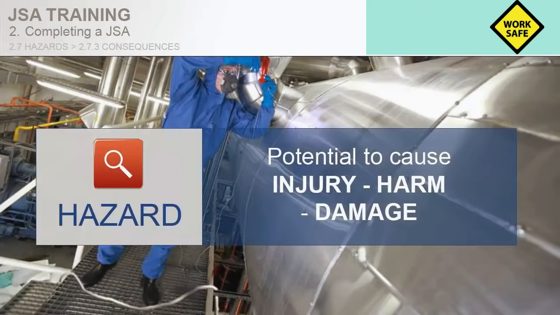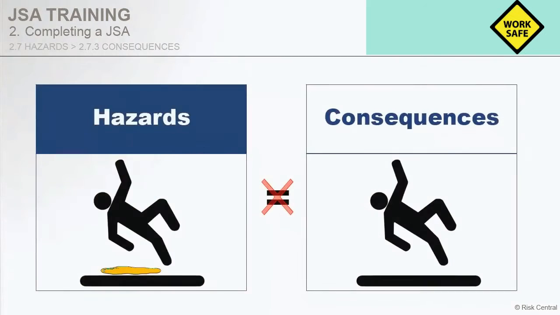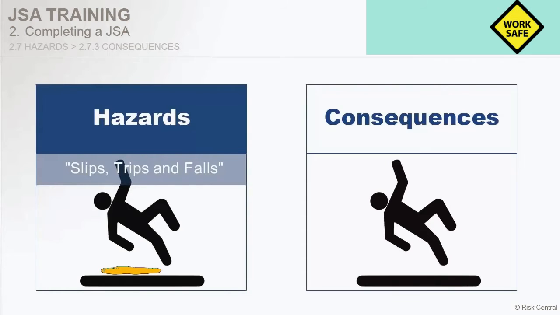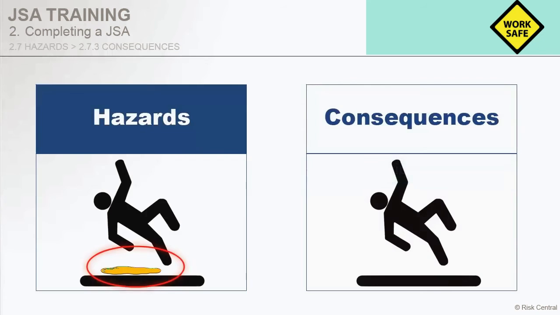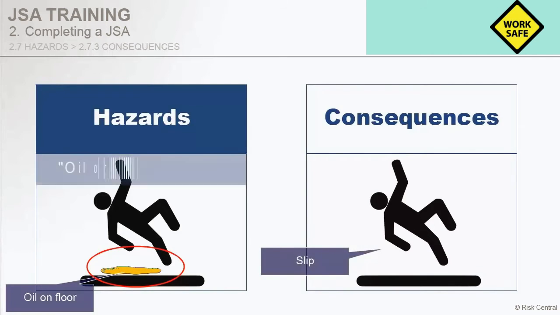A hazard is anything that has the potential to cause injury, harm, or damage. Remember, there is a difference between hazards and consequences. For example, slips, trips, and falls are often written in as hazards, but these are only the consequences of a hazard. We need to know what the hazards are or the causes are so we can control them. A hazard such as oil on the floor can cause a slip. This hazard may be written as oil on floor causes slip.